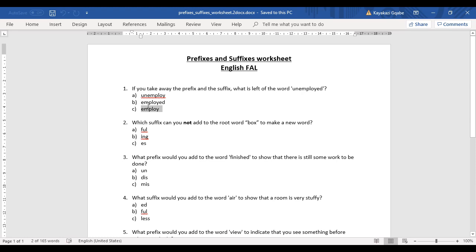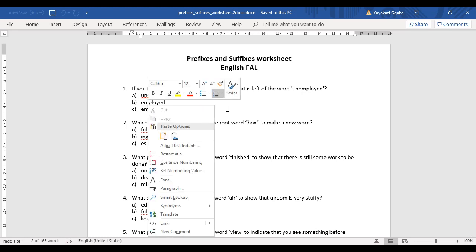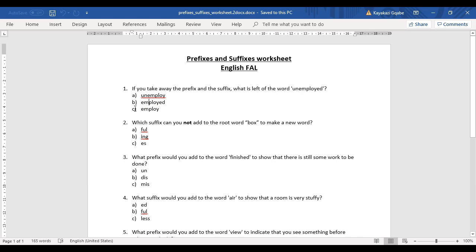Okay, let me just do this. I'm trying to highlight this. Ooh, I don't know what I just did. So our answer, there we go. Our answer would be C for this one, okay?